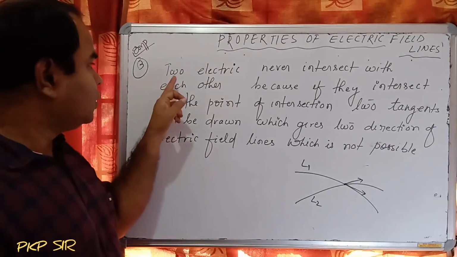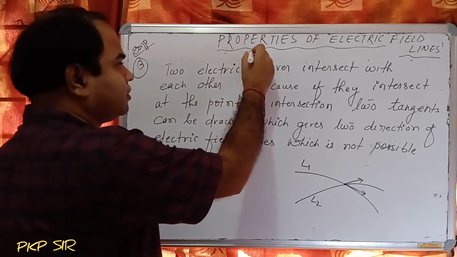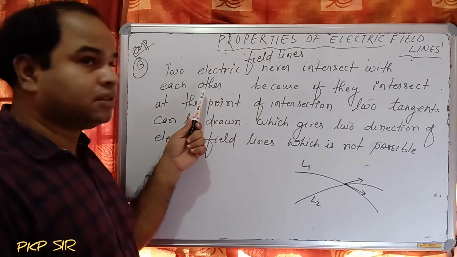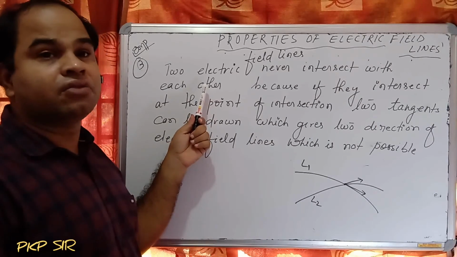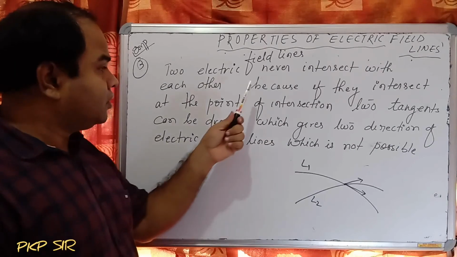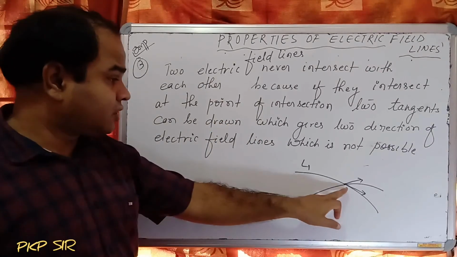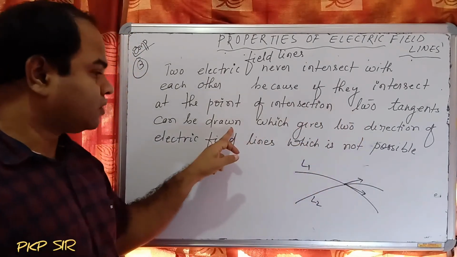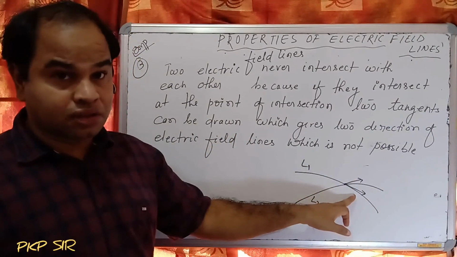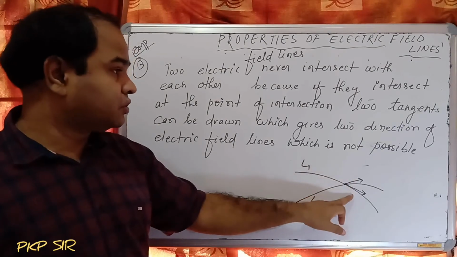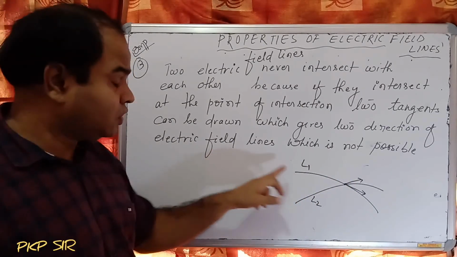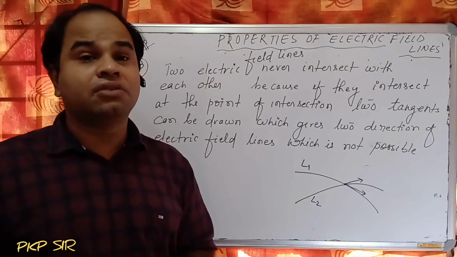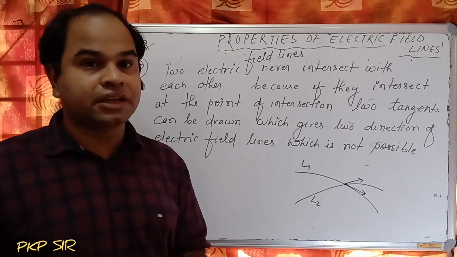Two electric field lines never intersect with each other, because they have only one direction, that is from positive to negative. Because if they intersect, at the point of intersection two tangents can be drawn, which will give two directions of electric field, which is not possible because we know electric field lines have only one direction, that is from positive to negative.